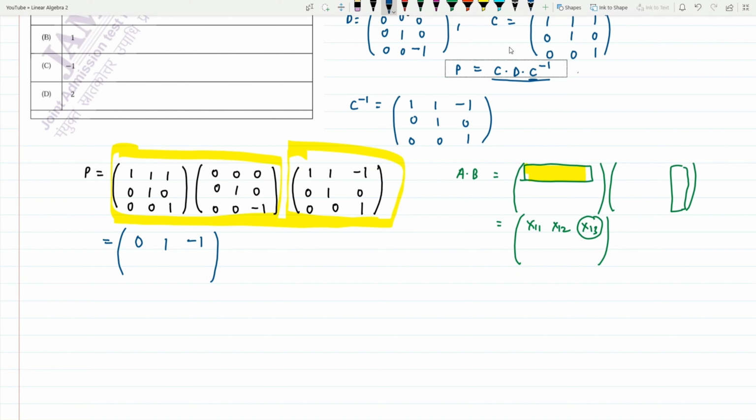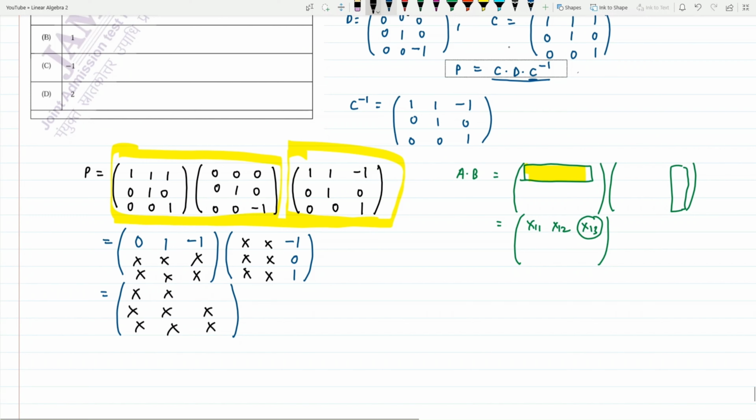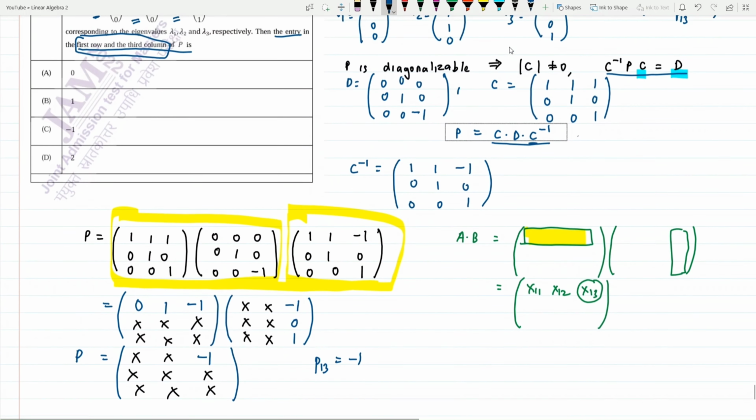Now we need not find the second row and the third row. And over here we'll be interested in only the third row, which is negative 1, 0, 1. Let me put x for the things which we are not calculating. So 0 times negative 1, then 1 times 0, and negative 1 times 1. So this is going to be negative 1. And this is the matrix P, and we can see that P13 is equal to negative 1. So that's the required entry which we are looking out for.